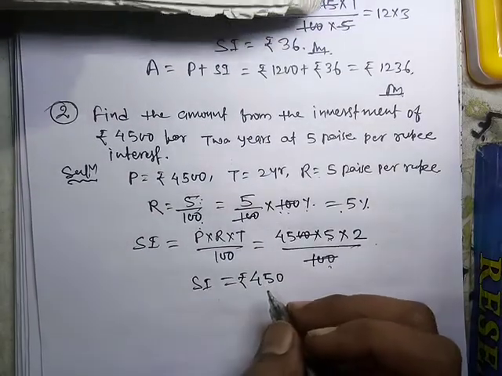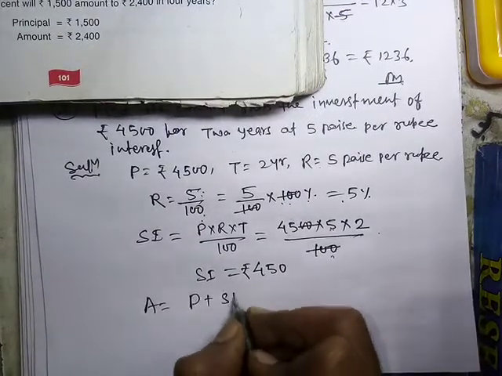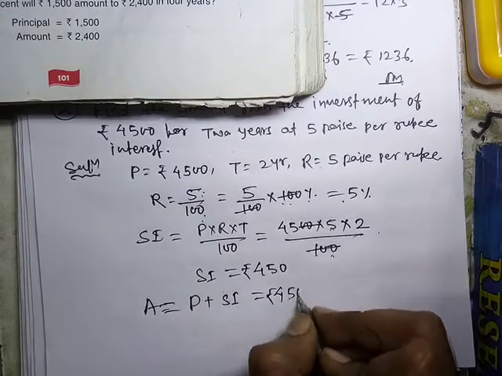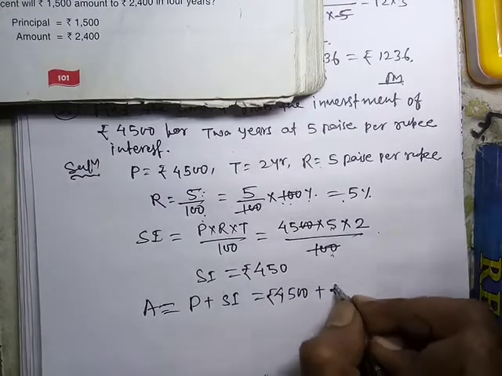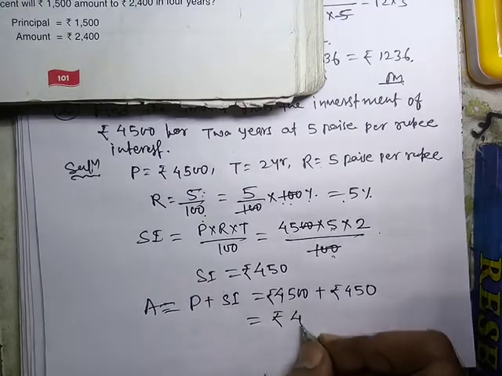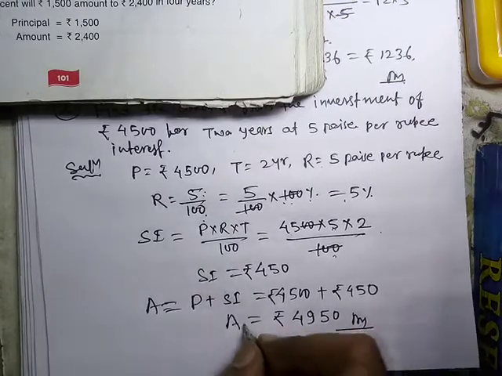Now you have to find the amount. So amount is equal to P plus SI. Here principal is rupees 4500 and SI is rupees 450. After adding you get 4950. This is the amount.